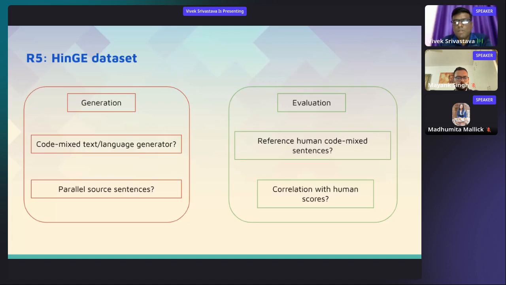For evaluation, the most difficult part was how will you get the reference human code mix sentence? Let's say you have the code mix language generator in place, but how will you actually evaluate it against the reference code mix sentences? And even if you do the evaluation, how well will it correlate with human scores? The correlation is again a very difficult thing to address right now. I will come to that later on.